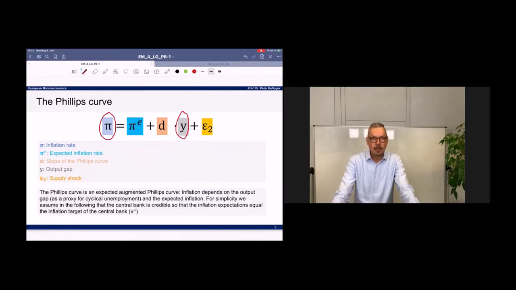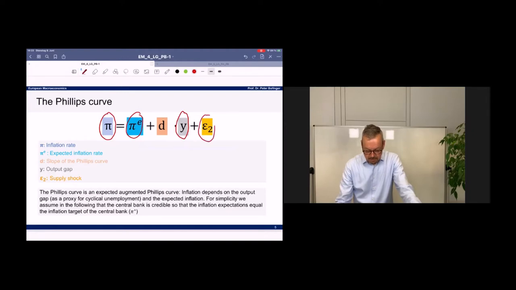Where does this come from? Well, we assume that we have in the economy longer term contracts, especially wage contracts for, let's say, 1 or 2 years in advance. And when people are making these contracts, of course, they have to ask themselves, how will the inflation rate develop? So in today's wage contracts, the expectation of inflation in 1 or 2 years plays an important role. And that's what you can see here. The expected inflation rate has an impact on the actual inflation rate due to these longer term nominal contracts.